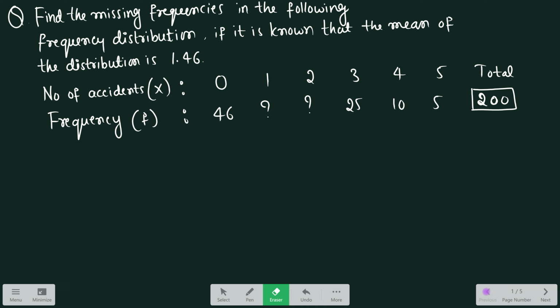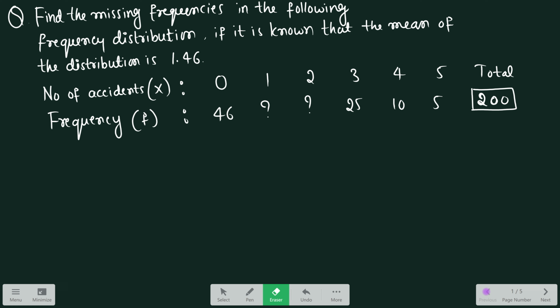This is an important question and applied question also. It will carry around 4 marks. Okay, remember students, it will carry 4 marks. So first I am going to read the question. The question is: find the missing frequencies in the following frequency distribution.